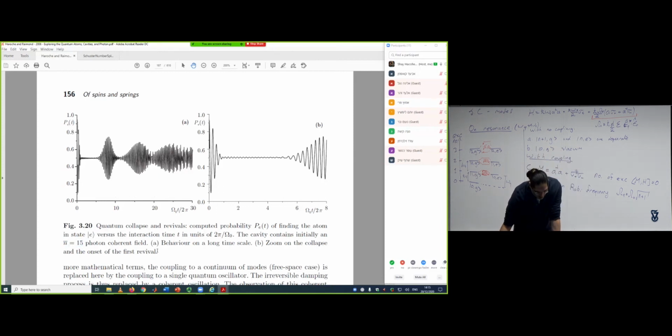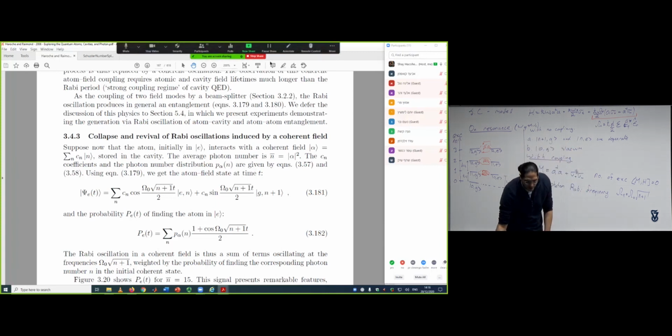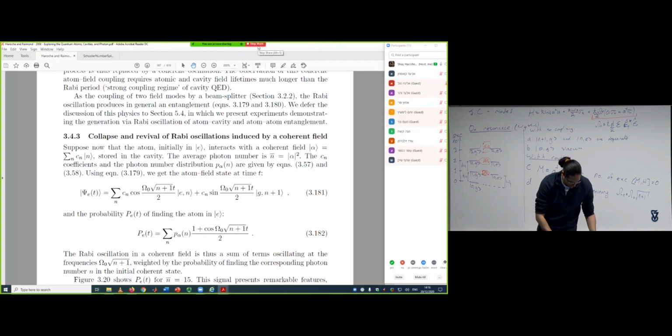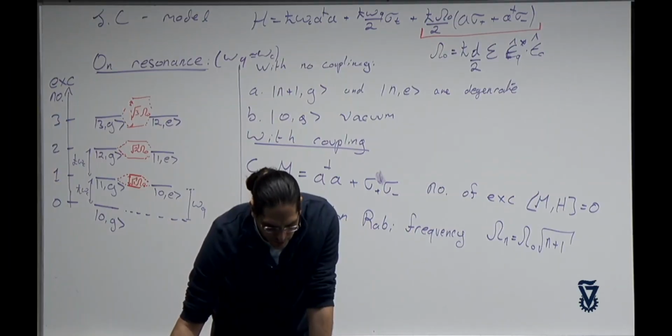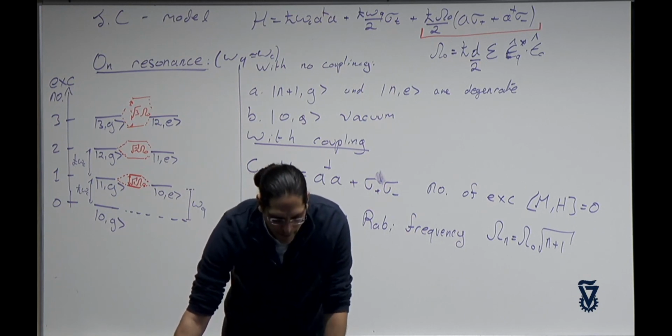Okay. So are there any questions about this and the dynamics? This is really where you see the highly non-classical character of this interaction on resonance of the atom and the cavity. Okay, so do we have questions? All very clear? Okay, great.